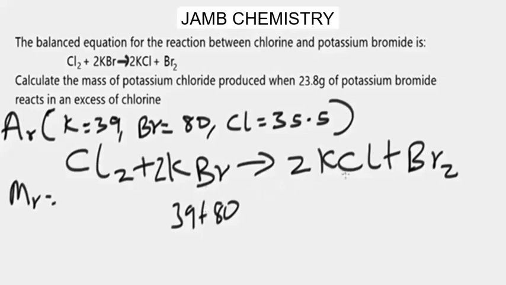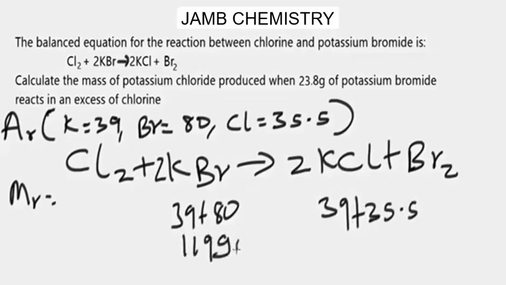So for potassium chloride, it will give us 39 plus 35.5. Okay, so 39 plus 80 will give us 119. Alright, this is gram per mole. This one, 39 plus 35.5, will give us 74.5. This is gram per mole.